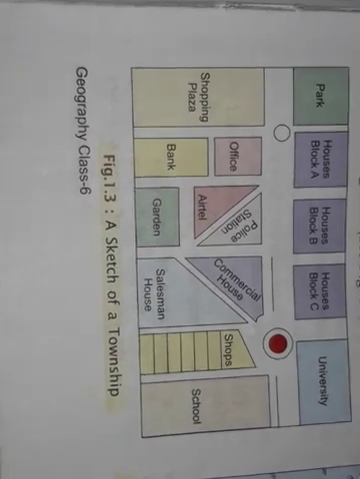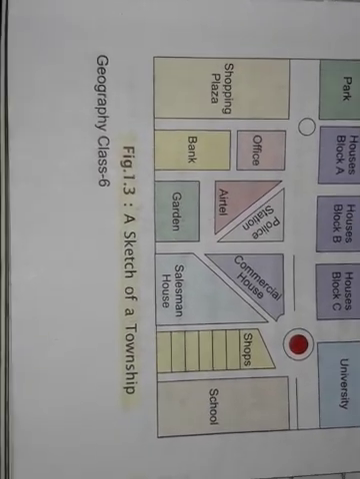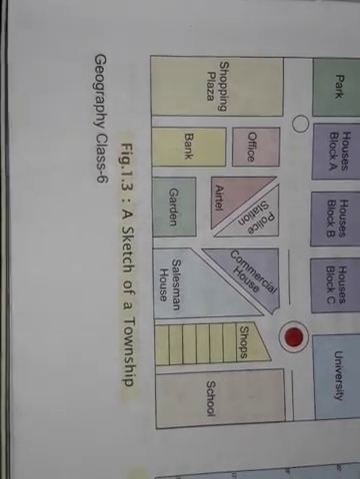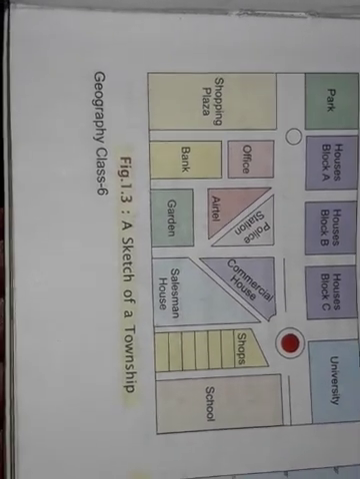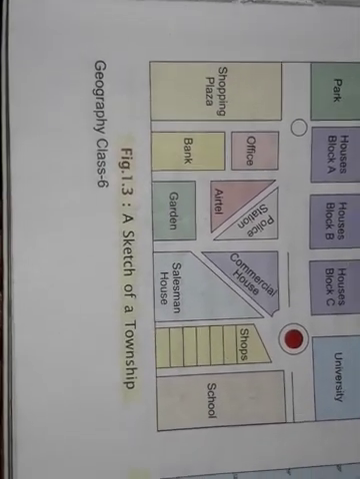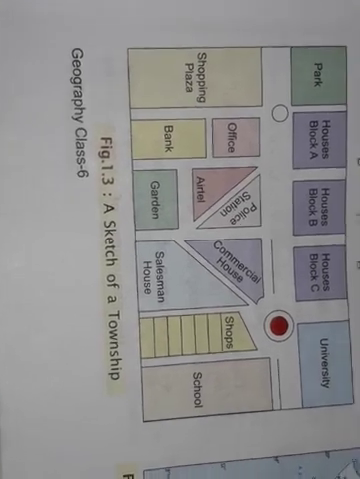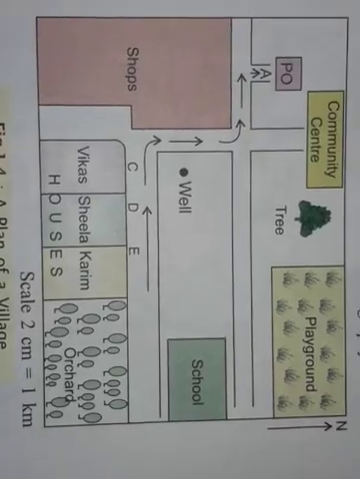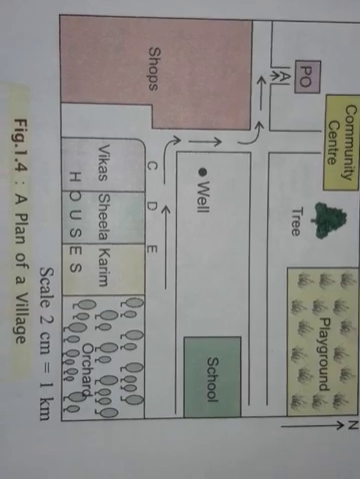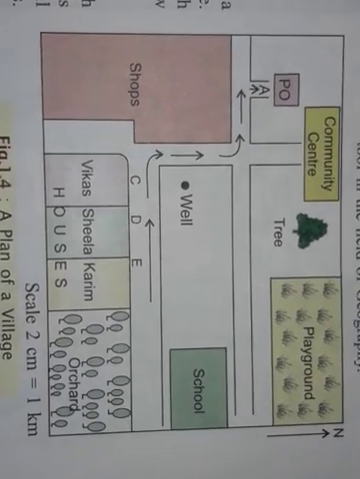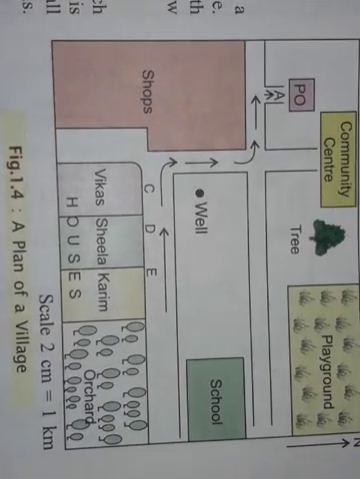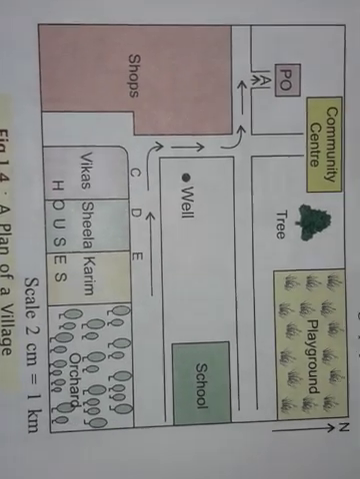Now you can see in the picture how the sketch looks, how the plan looks, and how the map looks. Now you can see the sketch of a university or a township. This is the sketch, so it is a rough diagram, not drawn according to scale. Now you can see the plan. The plan is also a rough diagram, but it is drawn according to scale. So we can measure the distance between two places in this diagram.